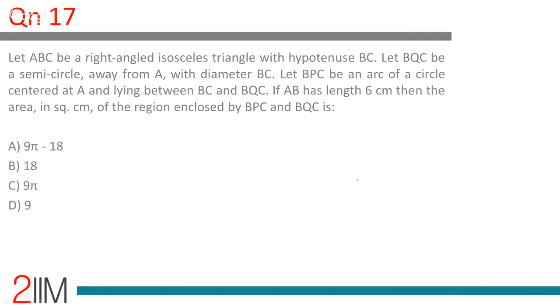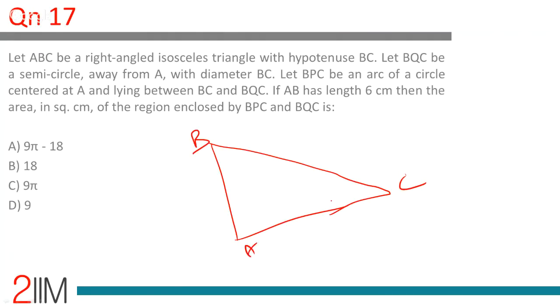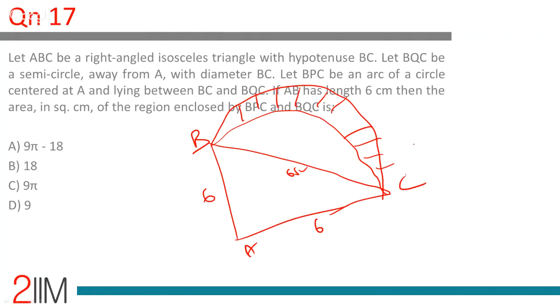Let ABC be a right-angled isosceles triangle with hypotenuse BC. I love this, I'm nailing this. I love isosceles right-angled triangles. The sides are 1 is to 1 is to root 2. Let BQC be a semicircle away from A with diameter BC. Wonderful. Let BPC be an arc of a circle centered at A and lying between BC and BQC. Okay, so we're drawing a circle like this. If AB has length 6 centimeters, AC should also have length 6, so BC is 6 root 2. We want the area of the region enclosed by BPC and BQC, this one. This is Q, this is P.